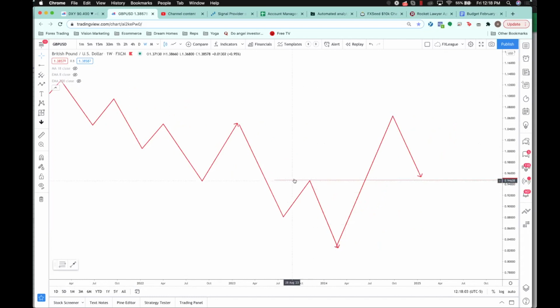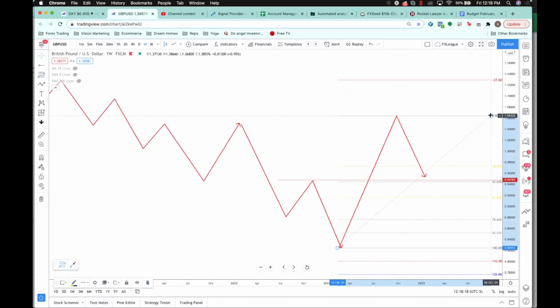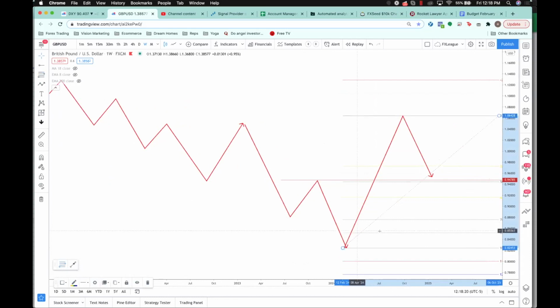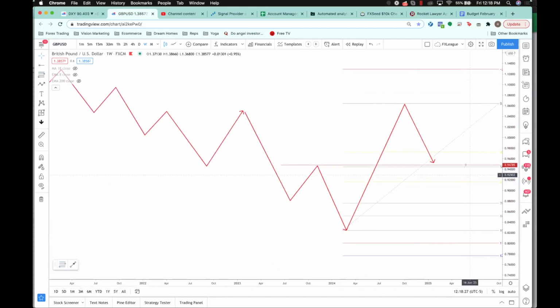And whenever we get a break up in structure, the first area that we're looking for entry is going to be on this first higher low. Just to give you guys a little more information, what I would do is fib from this low to that new high, and I'd be saying, okay, I'm waiting for a higher low to form.